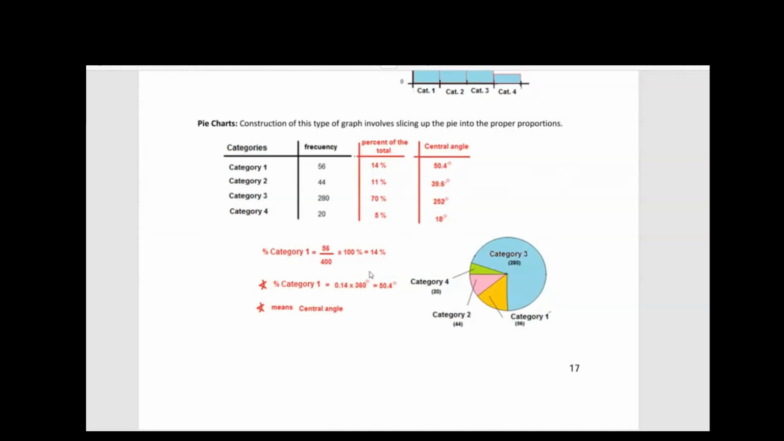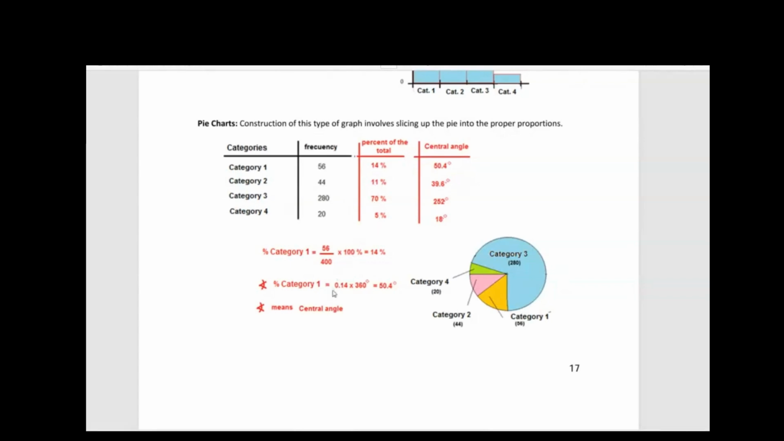So we have that this frequency 56 represents 14% of the total. So we must find the total frequency. Then the total frequency here is 400. So how do you do this? You just divide the frequency of the category 1 by the total frequency, that is 400, multiplied by 100%, and that gives you the 14%, that is the percent of the total the category 1 is. Category 2, you divide 44 by 400, that gives you the 11% of the total. Category 3 is the 70% of the total. Category 4 is the 5% of the total.